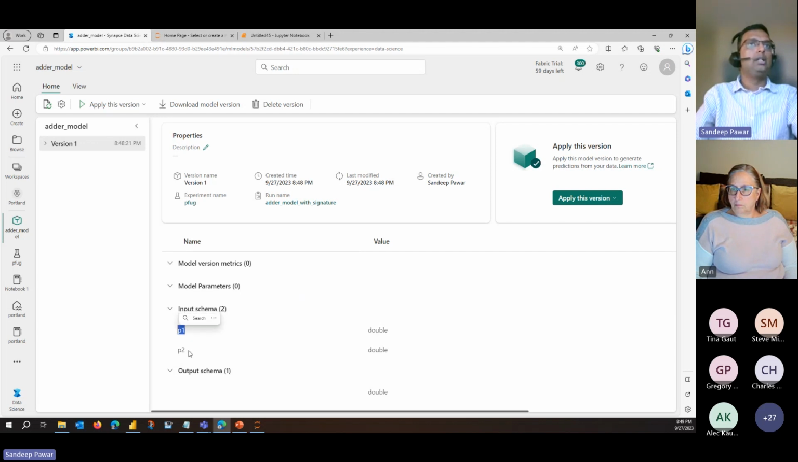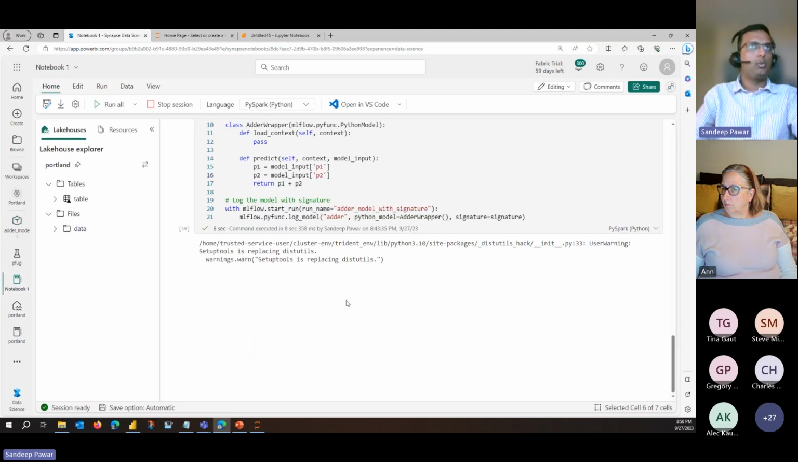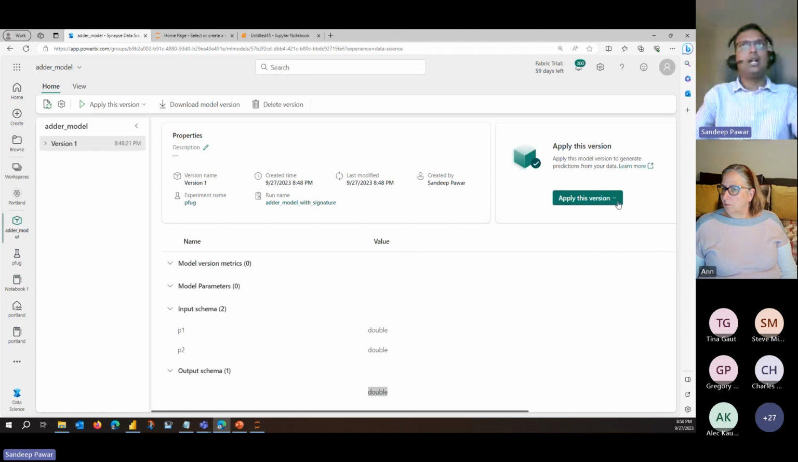First is called P1. It is a double type schema, and P2 is also a double data type. And out of that, I'll get a column that's called double. And then there are parameters that are not logged in this case, but there will be, and then some additional information. Now you need to use this model for your Power BI report, right? And you can do that, let's say, three different ways. You can directly invoke that model in your report here, or you can go to the model portion of this and say, apply this version.